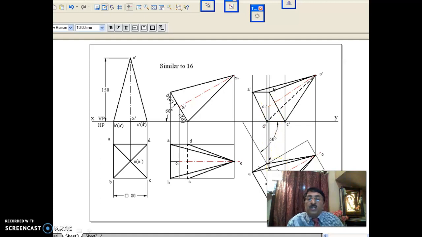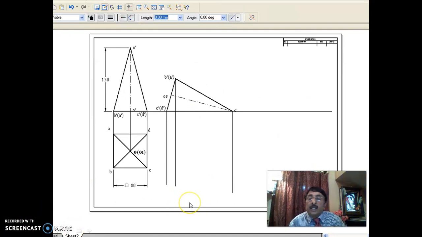Since we have changed the position, since we have taken up 3 positions one after the other, finally this is called change of position method itself. Okay, now we go to the second problem.